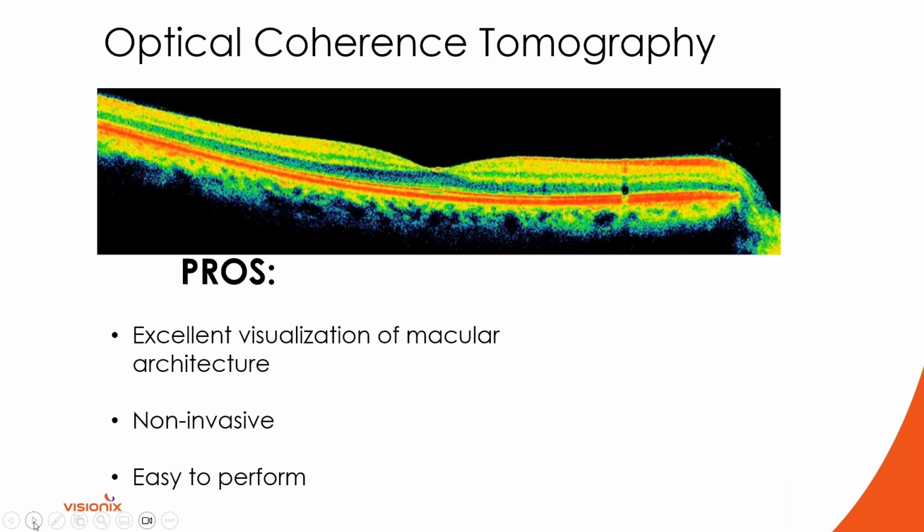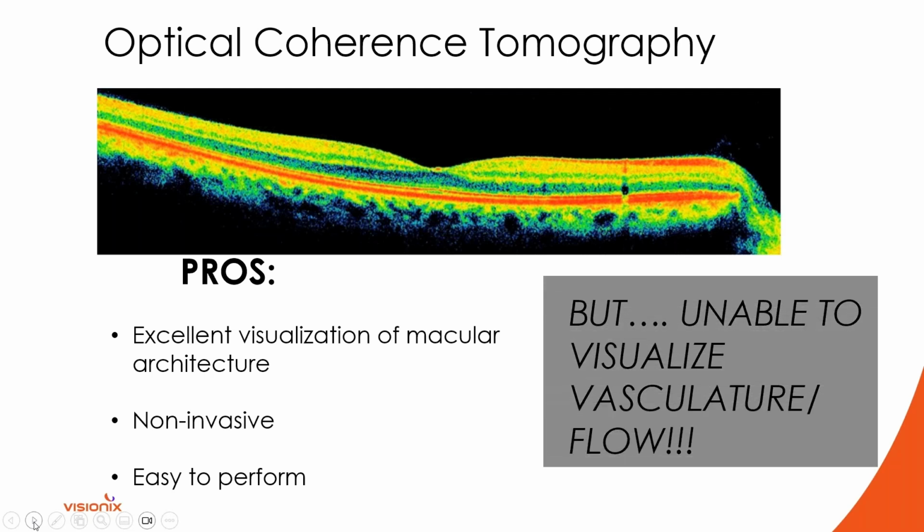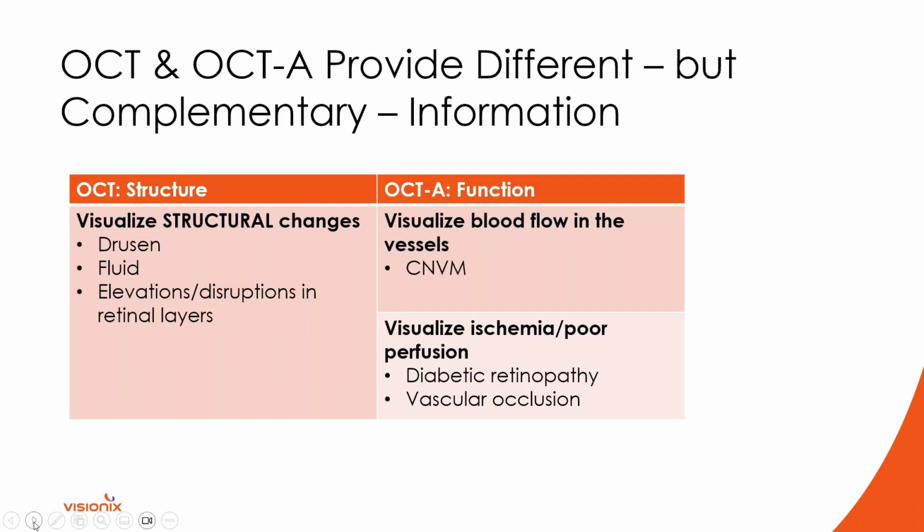So pros of having just a regular OCT-B scan include excellent visualization of macular and retinal architecture. It's a non-invasive test. It's extremely easy to perform. But to summarize what I just said, you can't visualize flow here, right? This is a static image giving us information strictly about architecture. So if you're looking at something like a drusen or something like fluid, or essentially any elevation or disruption in the retinal tissue, OCT-B scans are going to be phenomenal, right? It's going to give us excellent visualization of that.